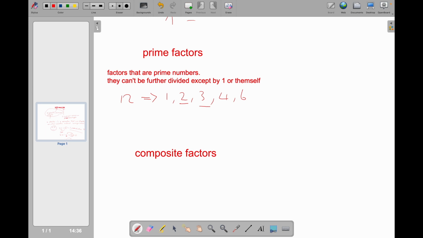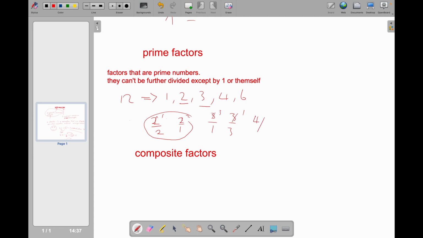So 2 can be divided by 2 and can be divided by 1, but no other number can divide 2. The same applies with 3. Here we can get 3, here we can get 1, here we can get 2, here we can get 1. So you see, these are prime factors.